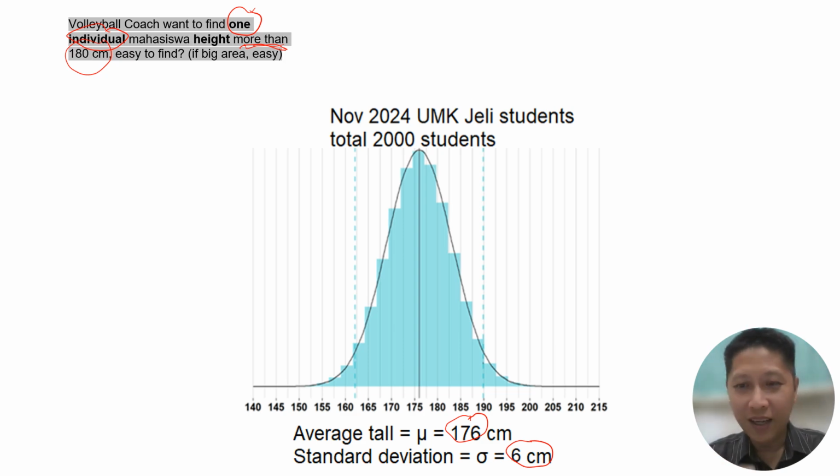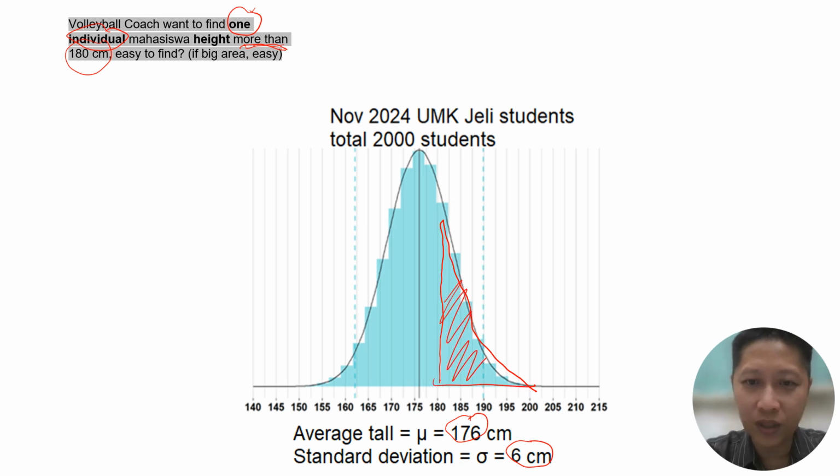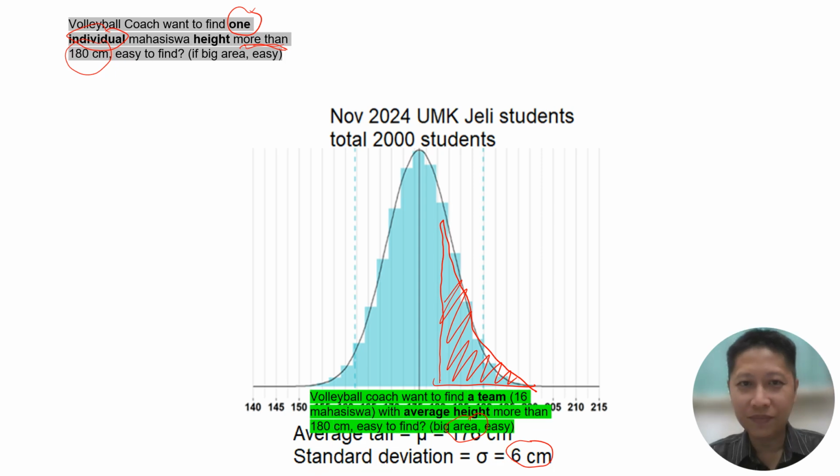If at the end, the area that we're going to shade is very huge, very big, it means that it's easy to find. So roughly, we want to find somebody who is 180 cm or above, a mahasiswa. So the area is the red color. Is it big? Later on, we're going to use a number to determine if it is big or not.